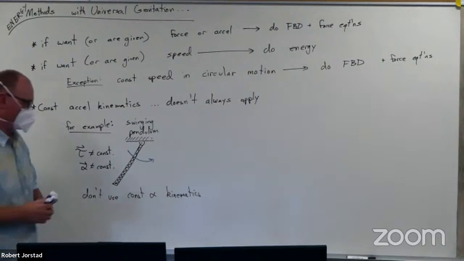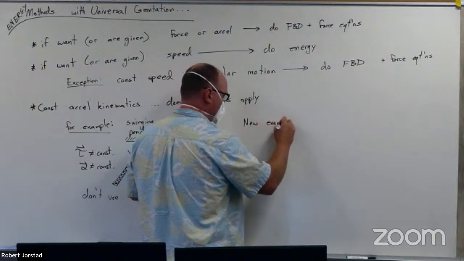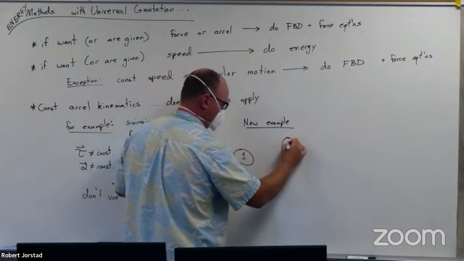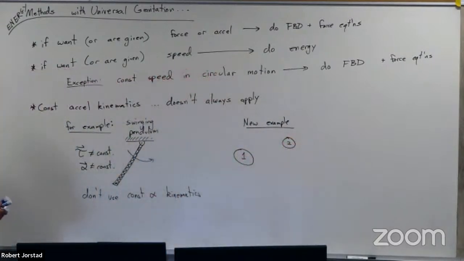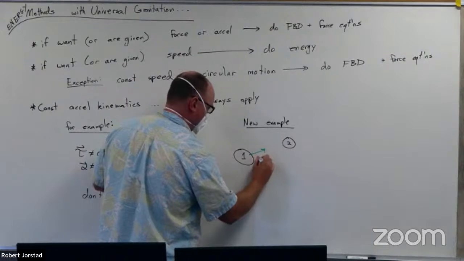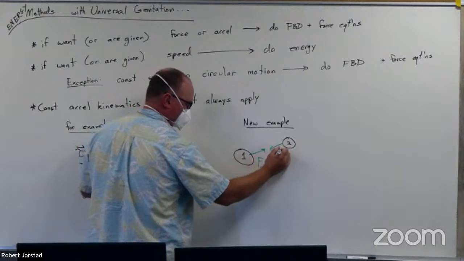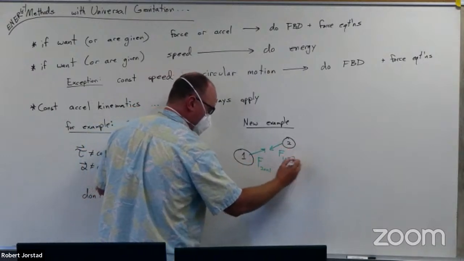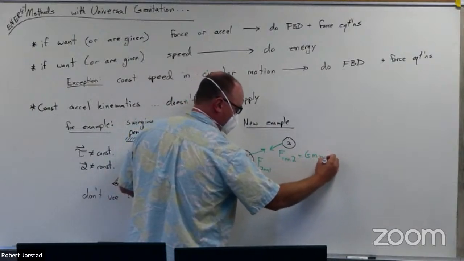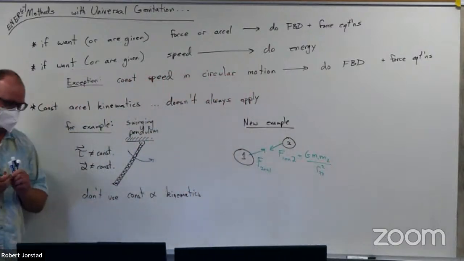I have another example for you now, a new example. Let's say we have object 1 and object 2, and these are in outer space. There's a force of 2 on 1. By Newton's third law, there's a force of 1 on 2. In this case, the magnitude is G m1 m2 over r_12 squared. The magnitude is, right?